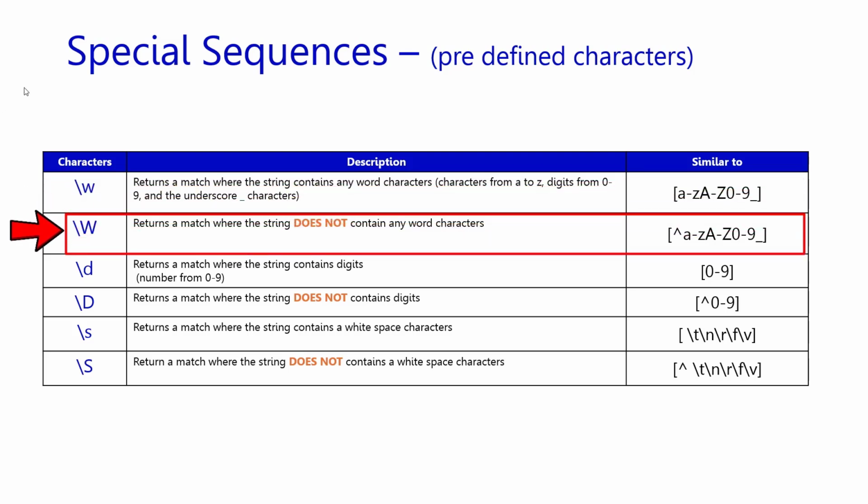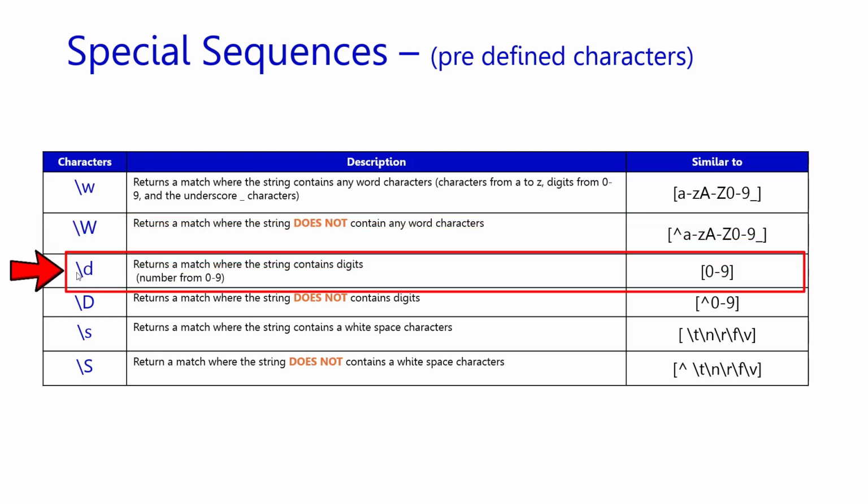And the opposite of \w, which is small w, is \W, capital W. Basically, it is similar to the caret followed by a to z, capital A to Z, 0 to 9, and underscore. As we already discussed, the caret is the opposite of whatever is in the character set, which means it will match a character which is apart from the word characters.